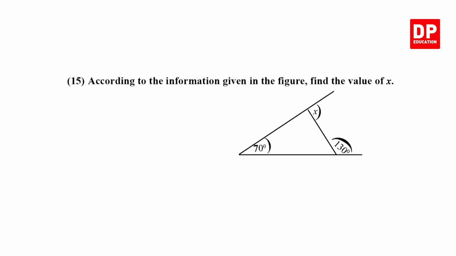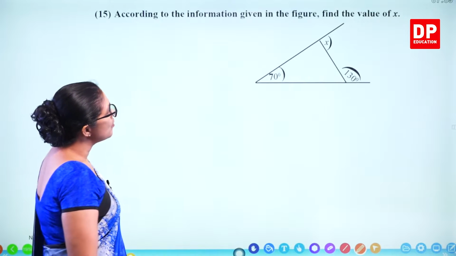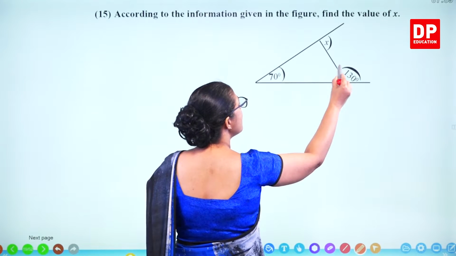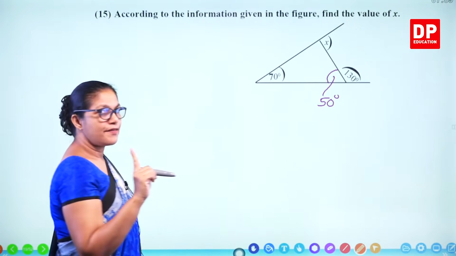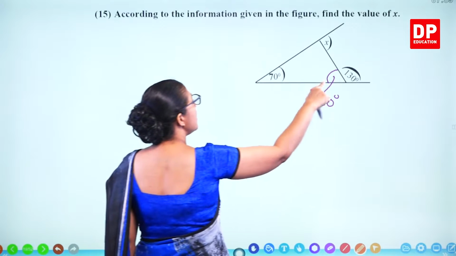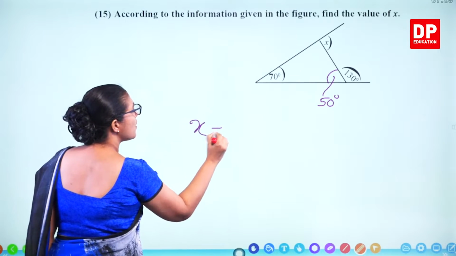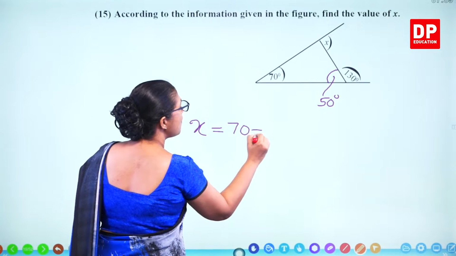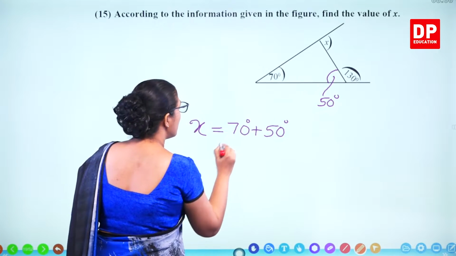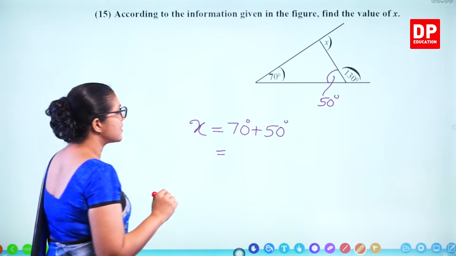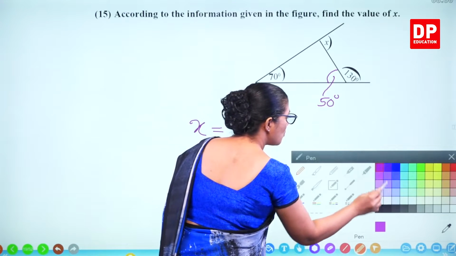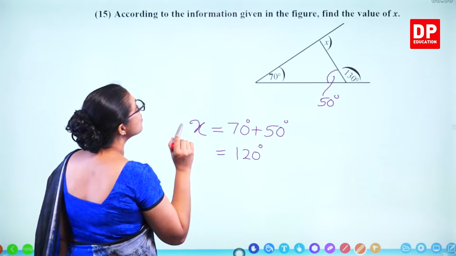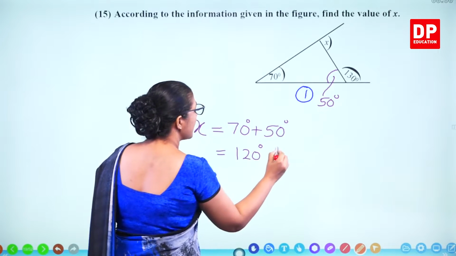Question number 15. According to the information given in the figure, find the value of x. What can you say about this one? If this is 130, what is this angle? 50. 180 minus 130. Now we can see x is the exterior angle. So what's x? 70 plus 50. Sum of opposite interior angles. 70 plus 50 is 120. So you get 2 marks. 1 mark for identify this angle and 1 mark here.